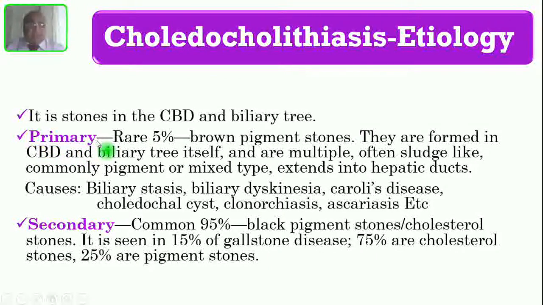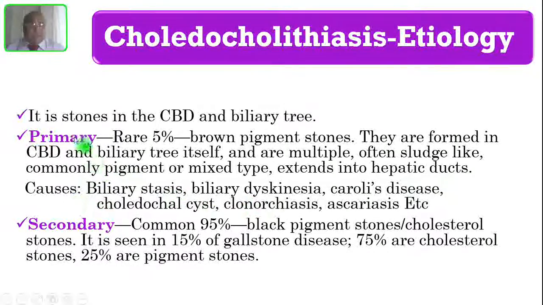One is the primary stones, which comprise only 5%. Most of these primary stones are brown pigment stones. They are formed in the CBD and biliary tree itself. Usually these are multiple, often sludge-like. Commonly these are either pigment stones or mixed type of stone. Usually this can also extend into the intrahepatic biliary radicals.